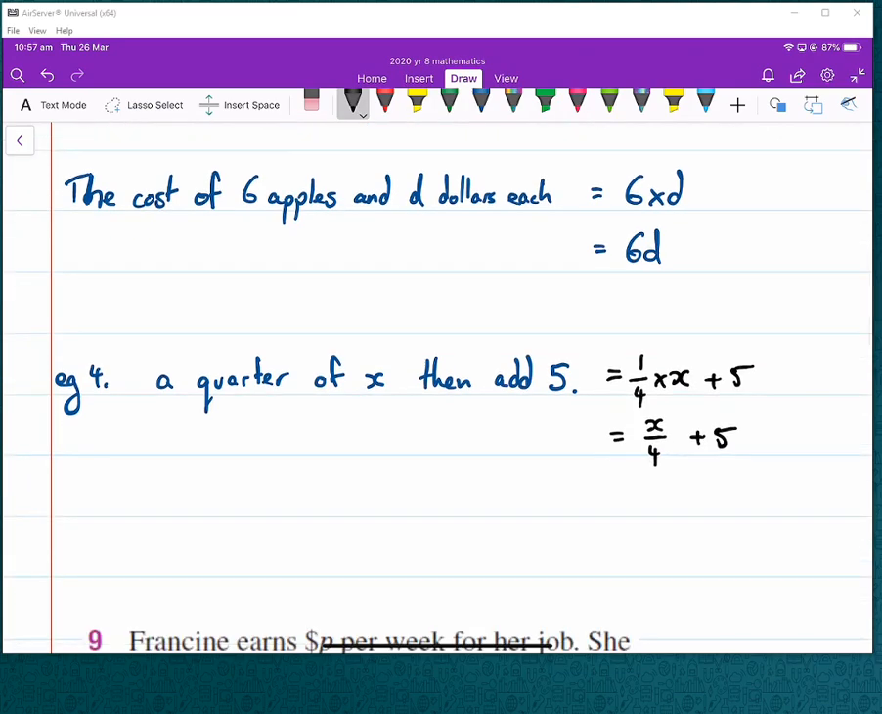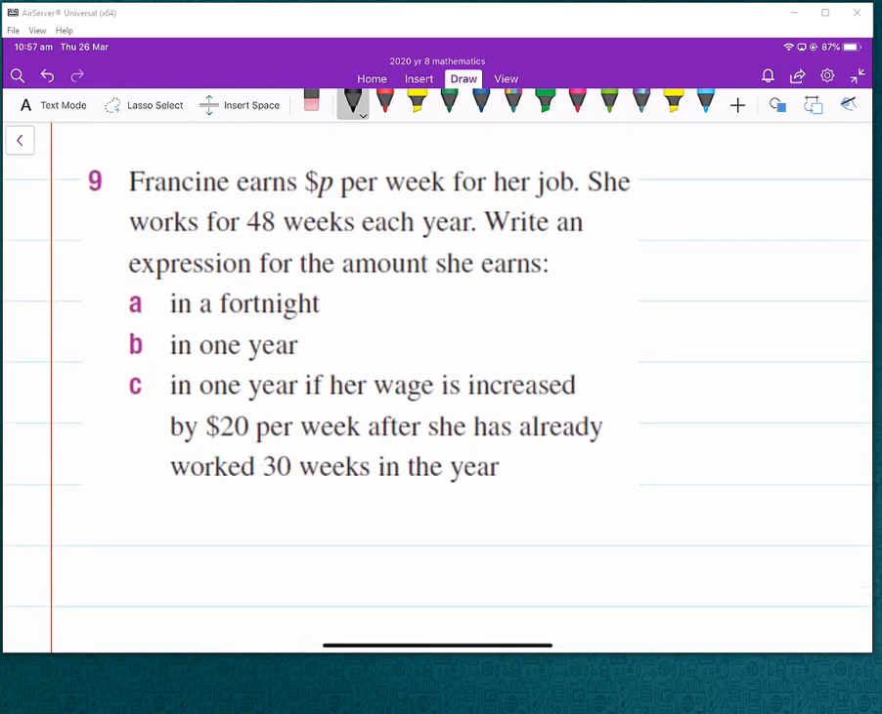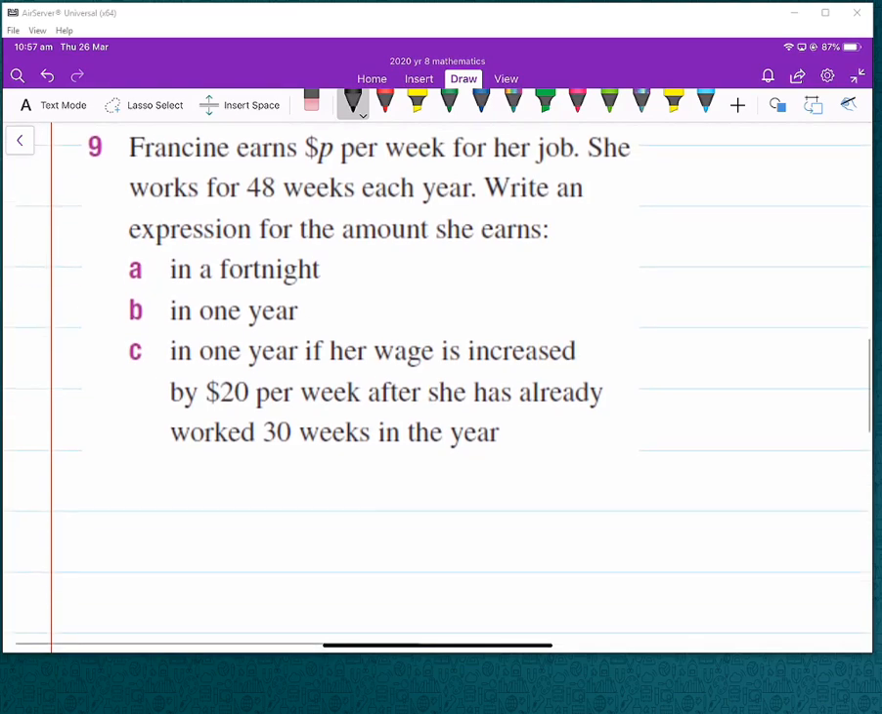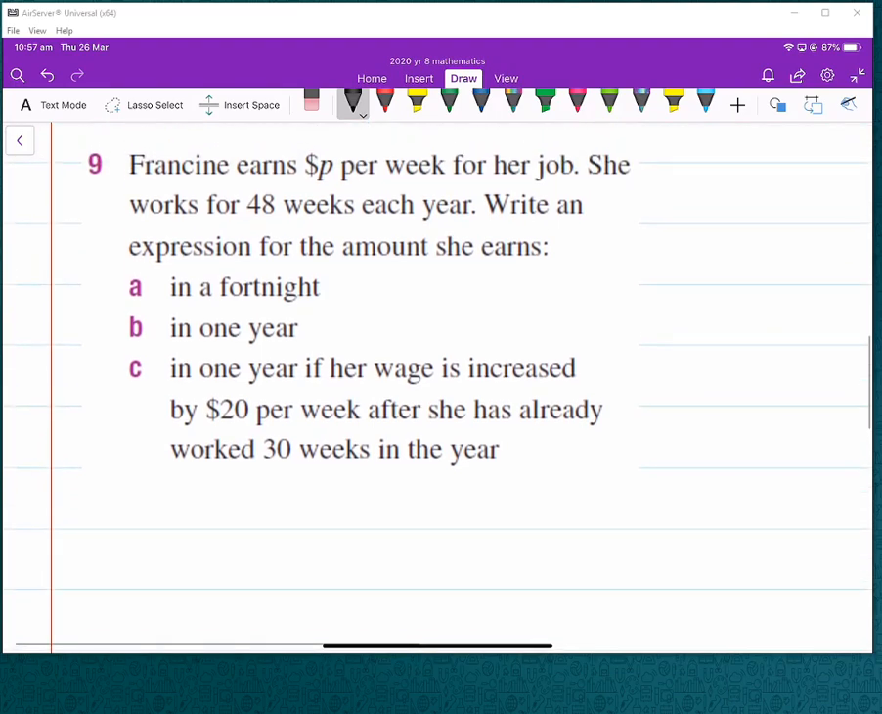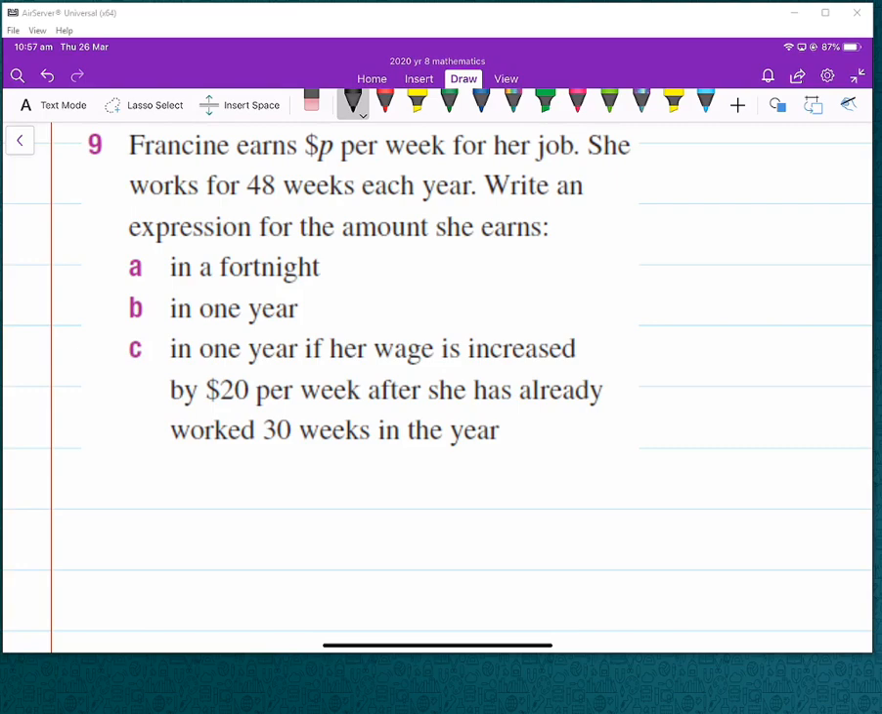So I'll have a look at 2 worded problems. Francine earns P dollars per week for her job. She works for 48 weeks each year. Write an expression for the amount that she earns in a fortnight. So she earns P dollars per week, and therefore in a fortnight, which is 2 weeks, she earns P dollars in the first week and P dollars in the next week. So you could write it as P plus P.